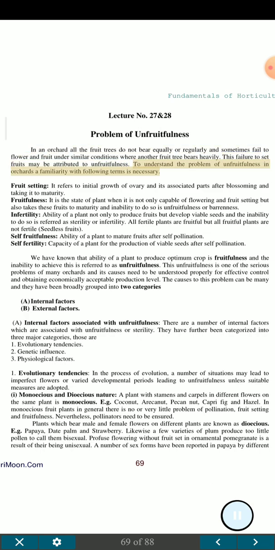To understand the problem of unfruitfulness in orchards, a familiarity with the following terms is necessary. Fruit setting. It refers to initial growth of the ovary and its associated parts after blossoming and taking it to maturity. Fruitfulness. It is the state of a plant when it is not only capable of flowering and fruit setting but also takes these fruits to maturity, and inability to do so is unfruitfulness or barrenness.